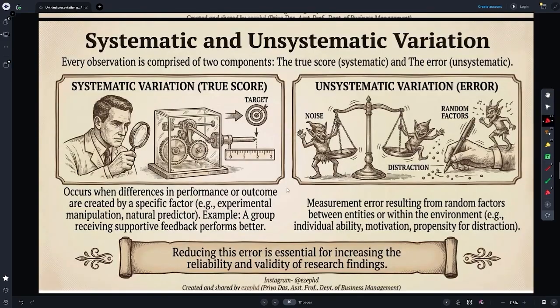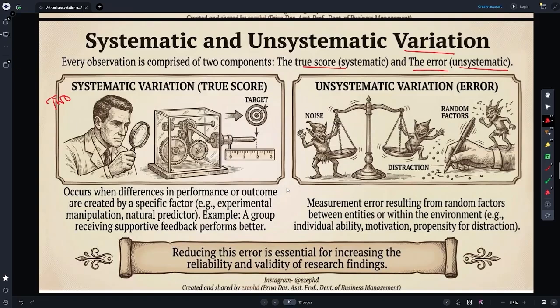Next, a very important concept: systematic and unsystematic variation. As a researcher, you observe the changes in variables due to your experiment. Now, every observation has two components. First is the true score, which is the systematic, and there is error, which is unsystematic. Now, what is the true score? True score is the outcome of experimental manipulation. Like you are studying two groups of students and you are giving feedback to one group and you are not giving feedback to the other group. So you know which group will perform better. This is a classic and simple example. That is the true score.